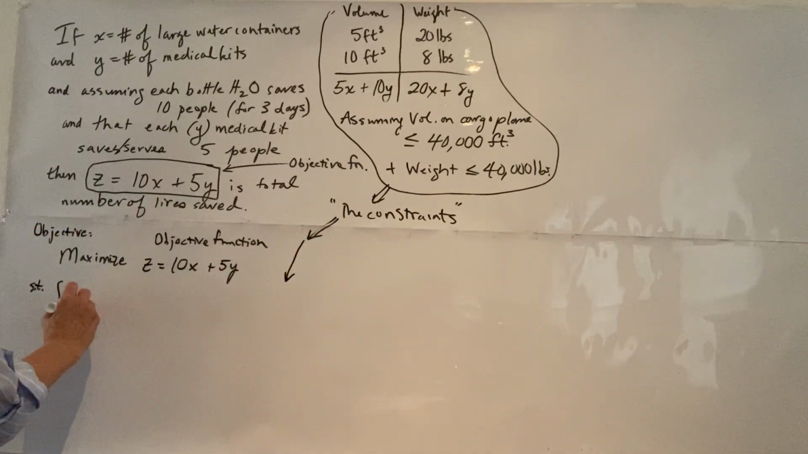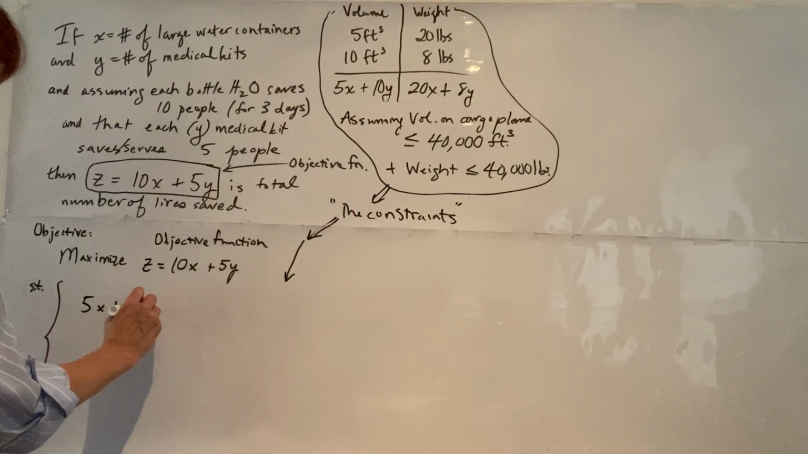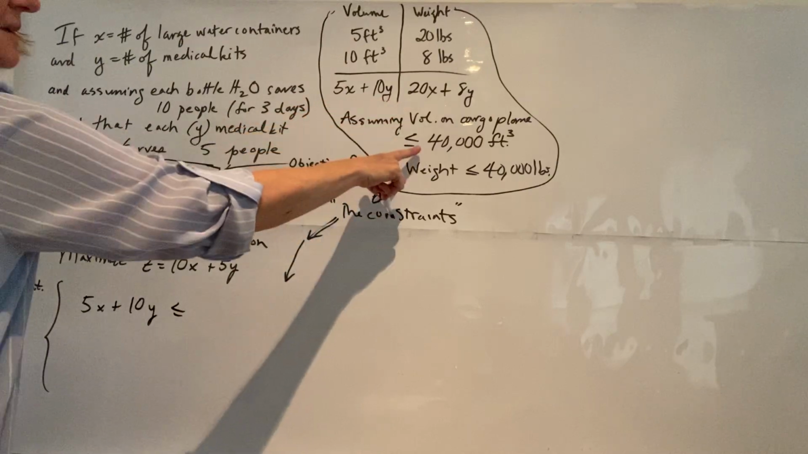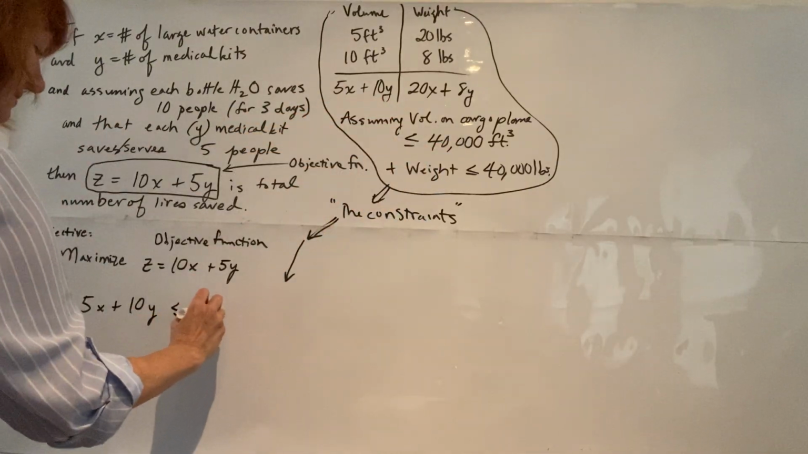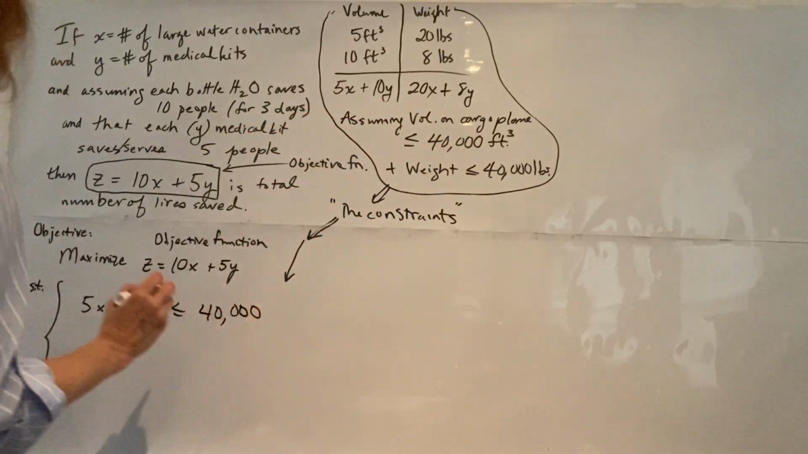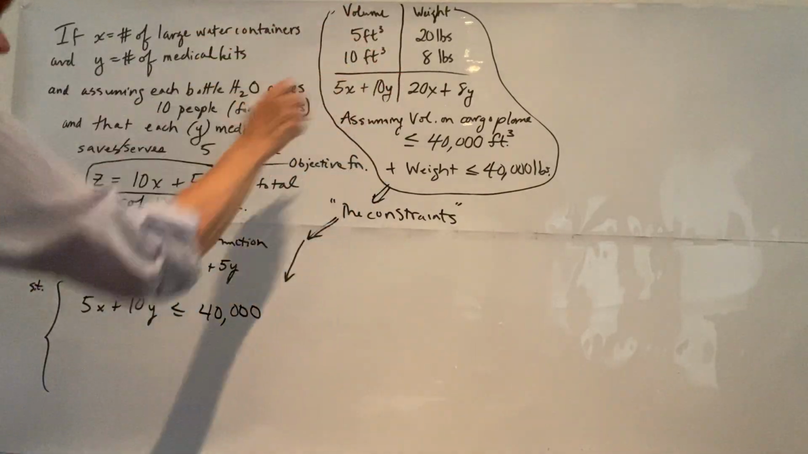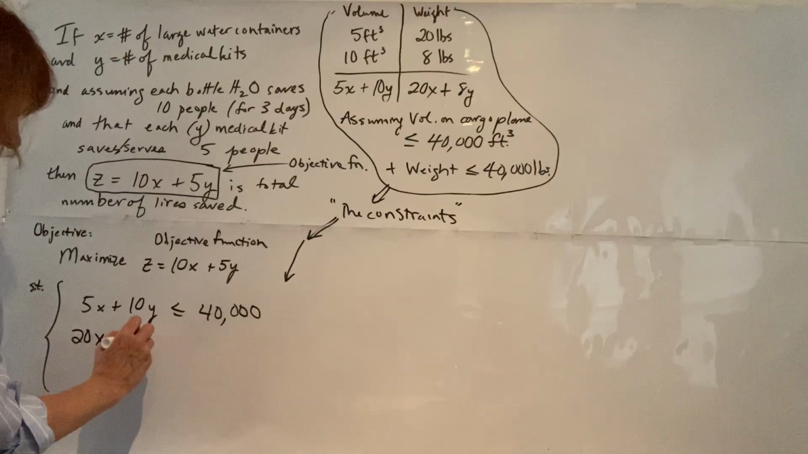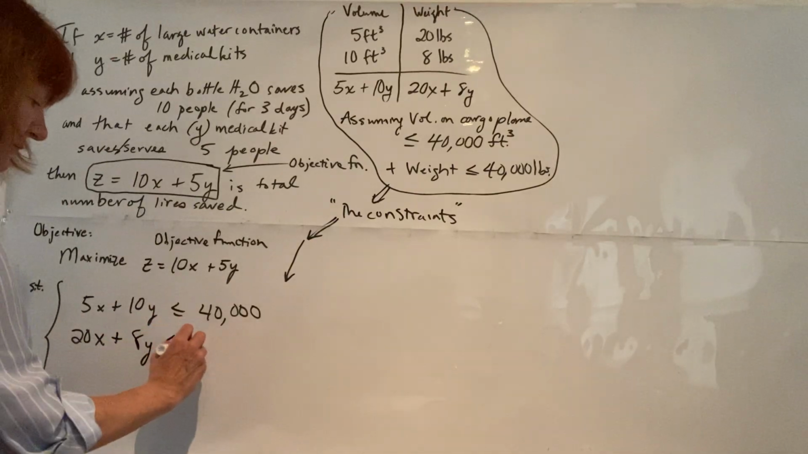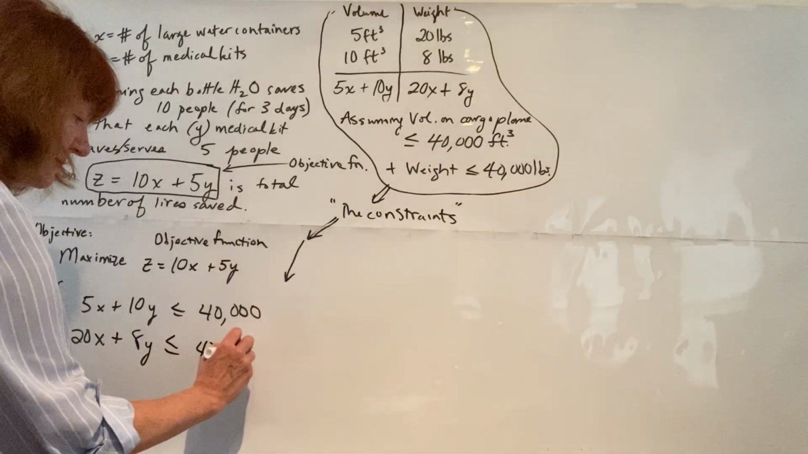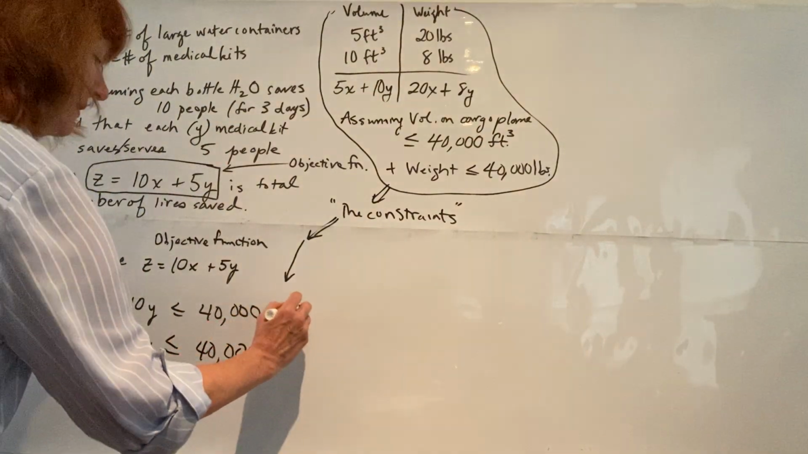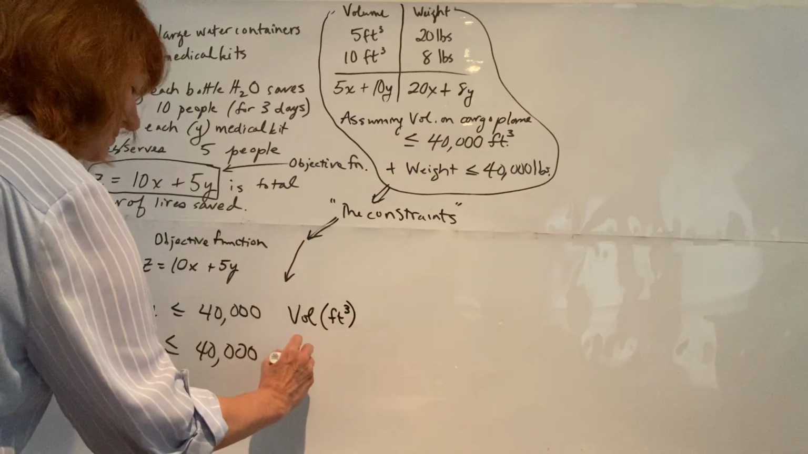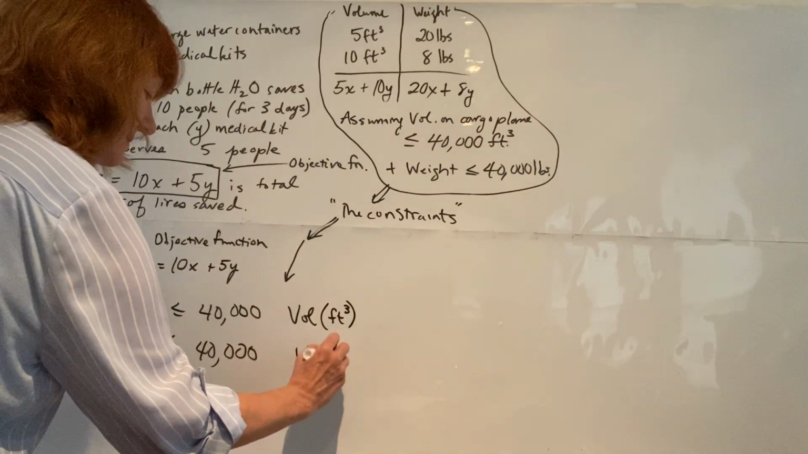We need 5x plus 10y to be less than or equal to, so that's the total amount of volume taken up, 40,000 cubic feet. We also need the total weight, 20x plus 8y, to be less than or equal to 40,000 pounds. So again, this one's volume in cubic feet, and this one's weight in pounds.